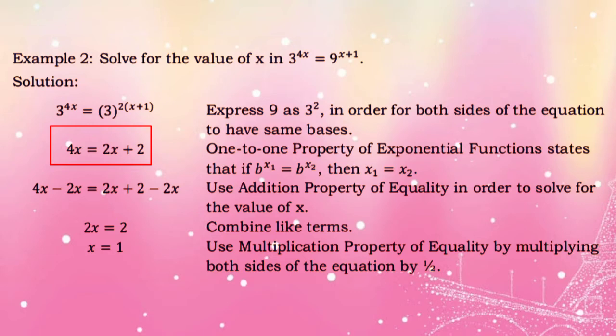Let's simplify further. Combining like terms, you have 4x. We are going to transpose positive 2x to the other side and it becomes negative 2x. So you have 4x minus 2x is equal to 2. Then 4x minus 2x is equal to 2x. 2x equals 2. Dividing both sides by 2, your x now will be equal to 1.